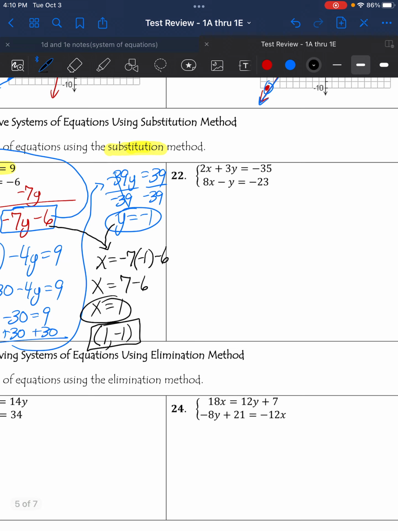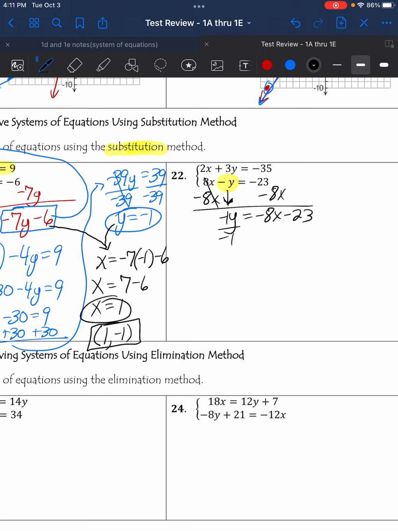All right, looking at number 22, looking at what variable I would solve for, I'm going to go with this y right here. Not really the easiest. I guess it is. I try to look for terms that don't have coefficients. That way I'm not dealing with fractions as much. You may think that I'm a math teacher and I might actually like fractions, but if I don't have to work with them, I don't.